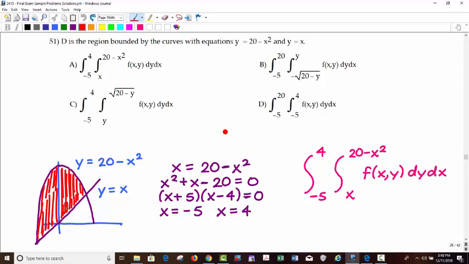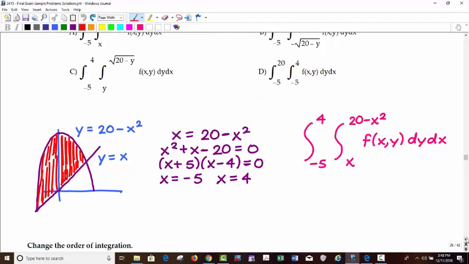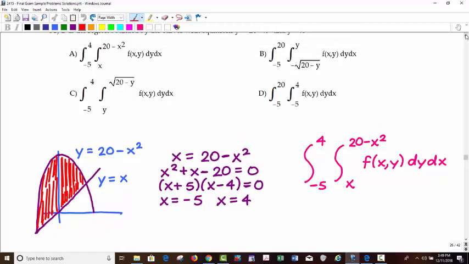So dy dx, lower to upper. y is a function of x, so lower to upper goes x to 20 minus x squared right here. And then you can use the calculator to get the points of intersection if you'd like, but it's easy to do algebraically. Set them equal to each other. Factor beautifully. You get -5 over here, +4 here for x. So then it goes from -5 to 4 on the outside limits. And that will be answer A.